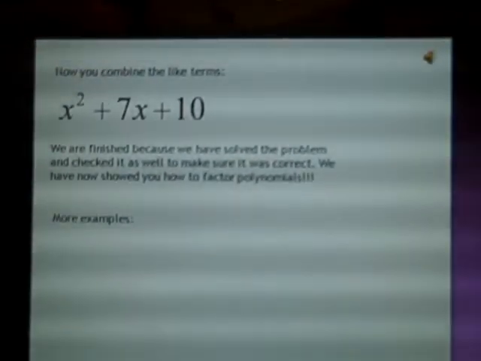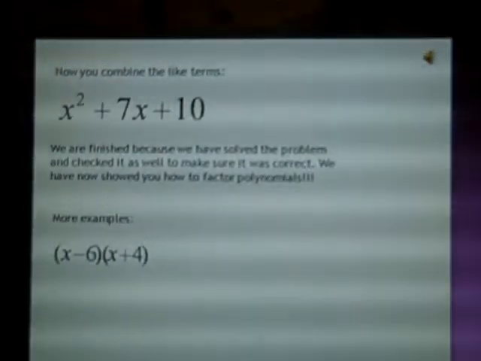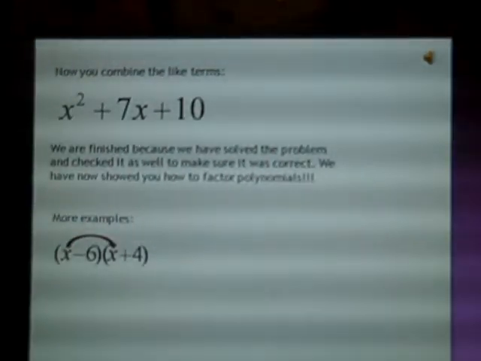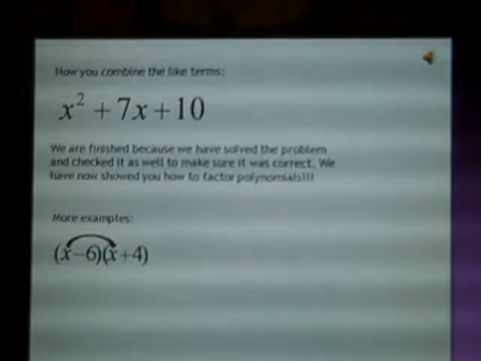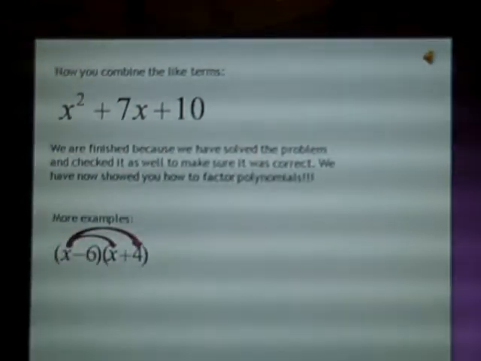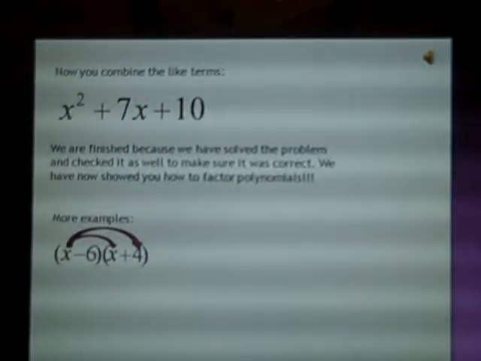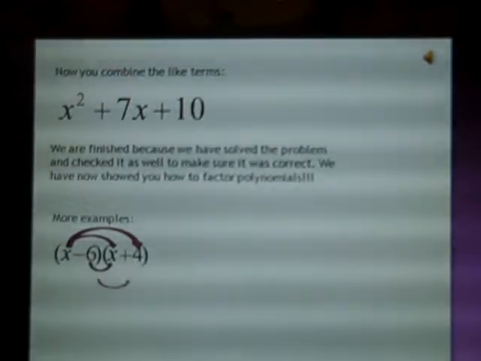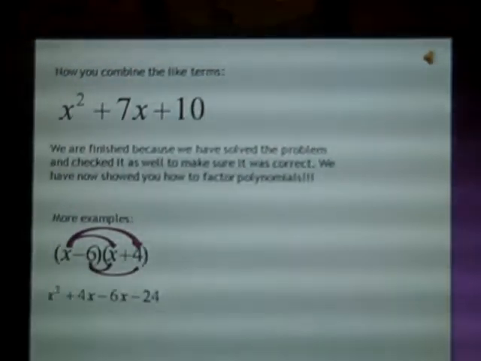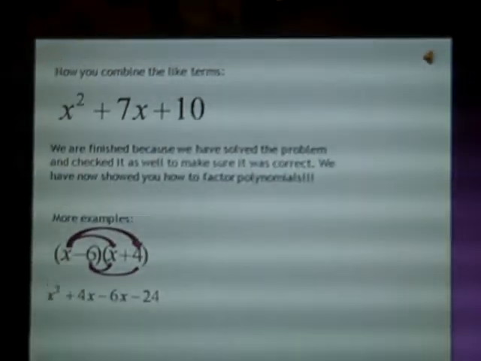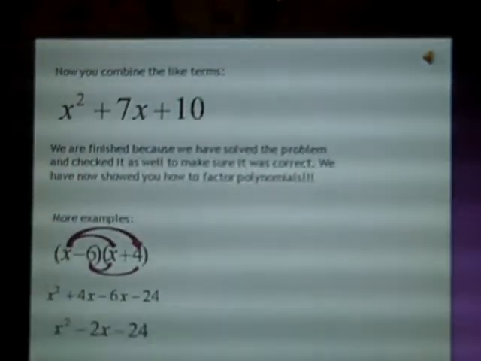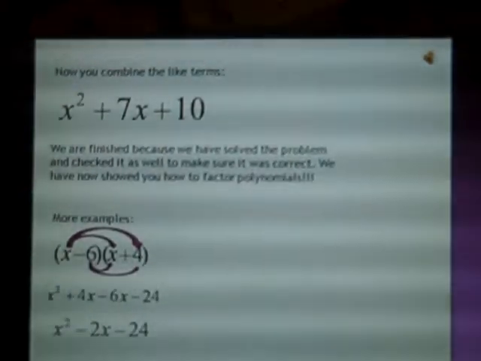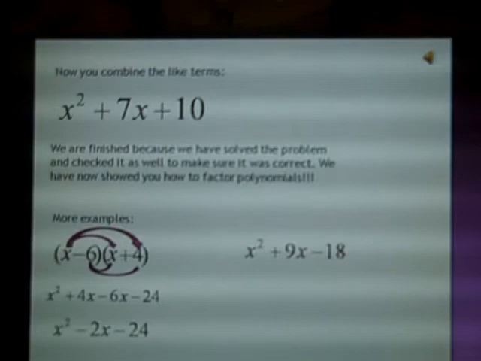For more examples, we can have x minus 6 times x plus 4. So what you do is x times x and x times 4. And then negative 6 times x and negative 6 times 4. So now I have x squared plus 4x minus 6x minus 24. So now you have x squared minus 2x minus 24, because we combine the like terms.